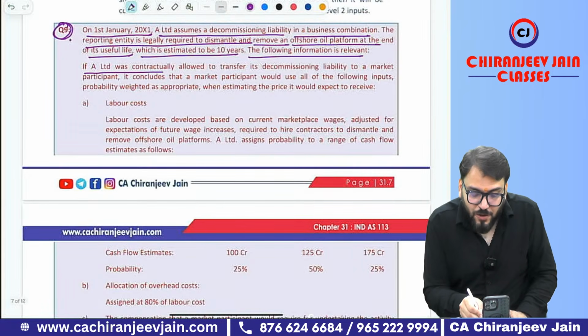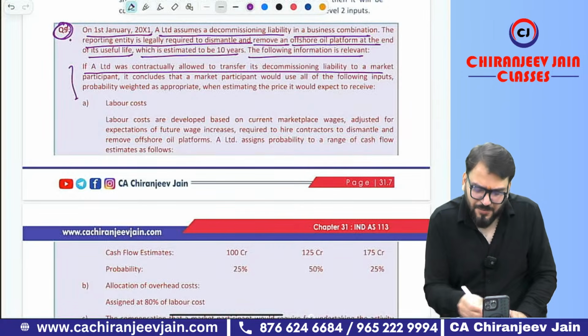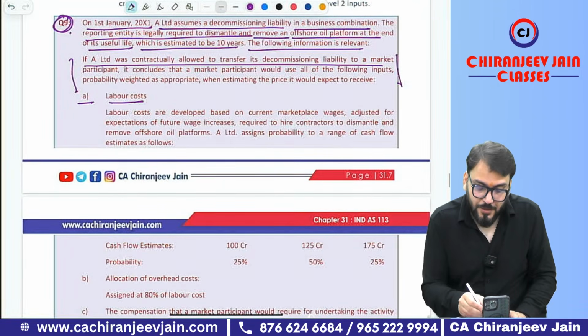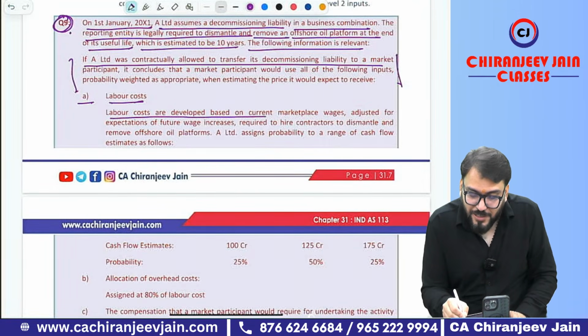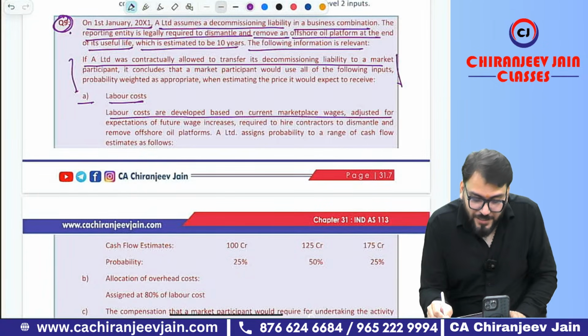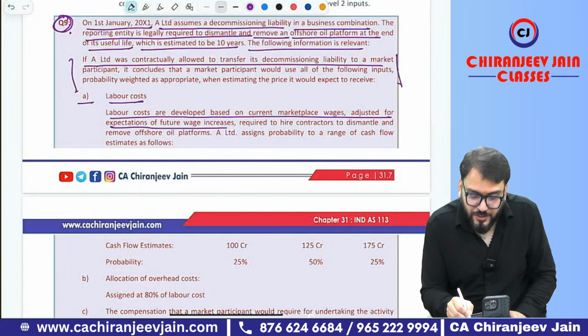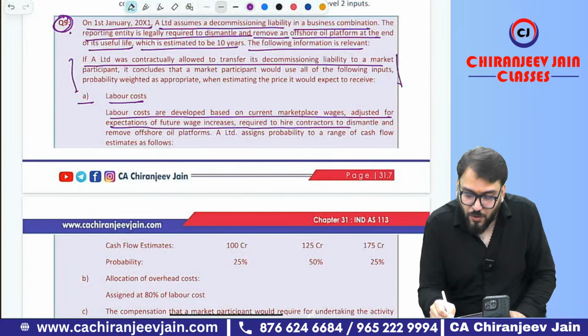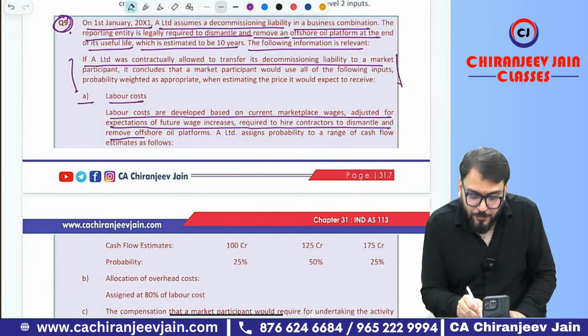If A Limited was contractually allowed to transfer its decommissioning liability to a market, with this information you read, then they have given some information. Labor cost: labor costs are developed based on current marketplace wages, adjusted for expectation of future wage increases, required to hire a contractor to dismantle and remove the offshore oil platform. A Limited assigned probability to a range of cash flow estimates.